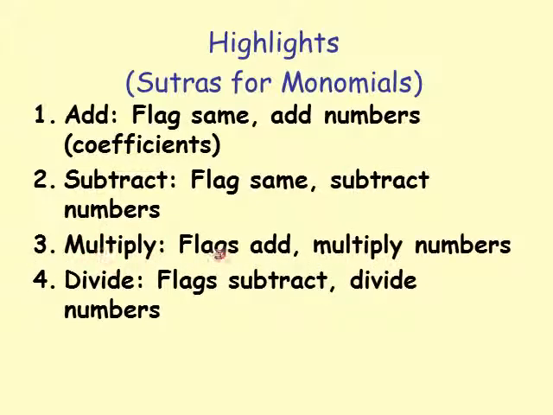Same thing in multiplication. If flags, we add the flags and multiply the numbers. Number means multiply the coefficients. So we add the two flags, the two powers, and multiply the two coefficients. In division, we subtract the flags, subtract powers, and divide the numbers. So we subtract the flag of the divisor from that of the dividend. We divide the coefficient of the dividend by that of the divisor.